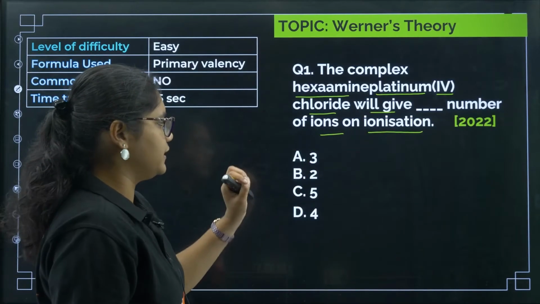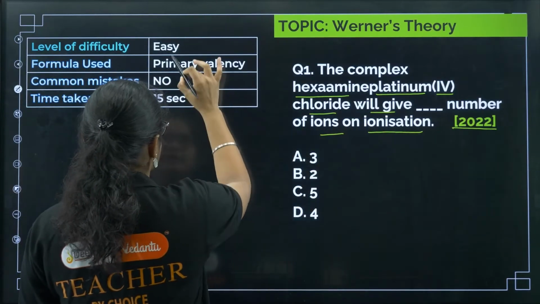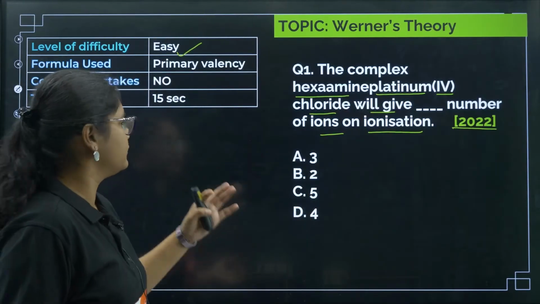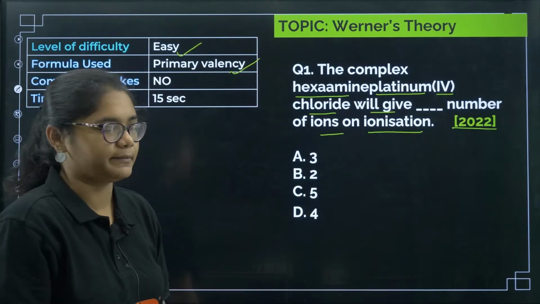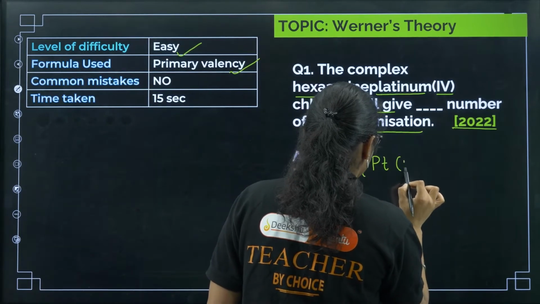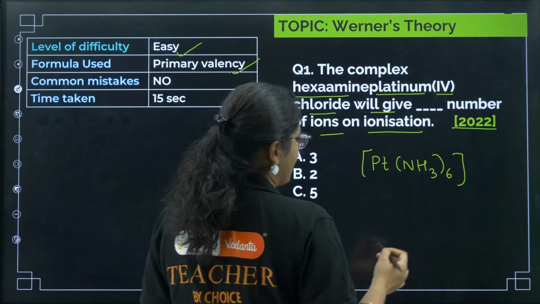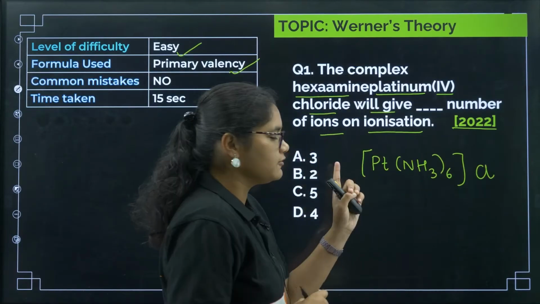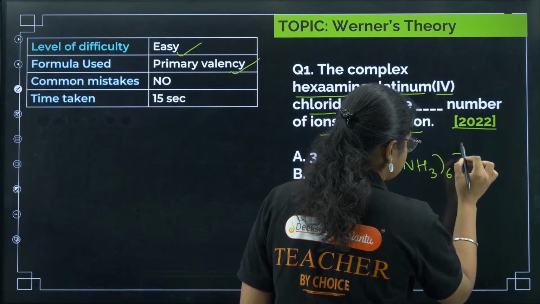This question was asked in 2022 and it is a super easy question if you know how to write the complex structure and the concept of primary valency and secondary valency, Werner's theory. First of all, I write hexaammine platinum(IV) and chloride. The point here is to write the formula correctly. The charge of platinum is plus 4.